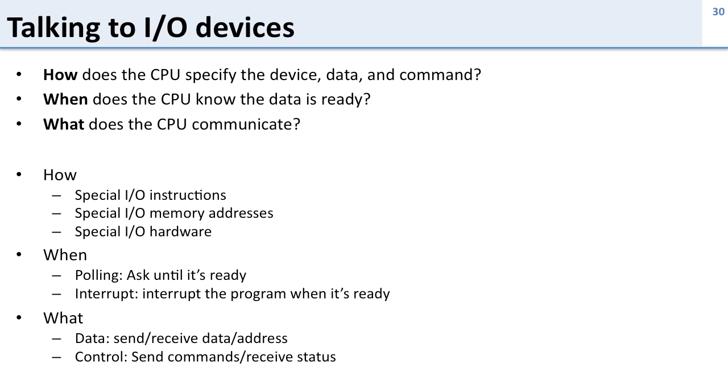When you talk about what is communicated, well, we're going to have to communicate the data. That is, we're going to have to send and receive data and addresses, and control. So we're going to need to be able to send commands. Do we want to do a read or write, and receive status? And the status is going to be, is the read finished? Is the write finished? Was there an error?